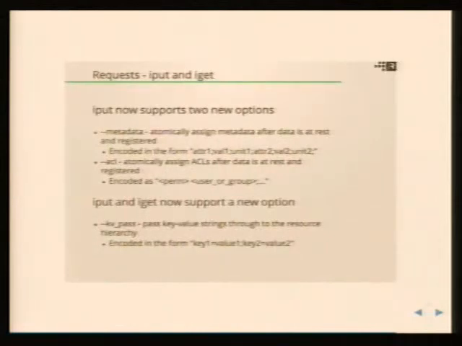And this is interesting. iput now has the ability to package metadata as well as ACLs with that API call. So if you have a script that is ingesting data, you do not have to continually check iRODS to make sure your data is at rest before you start modifying anything about that data object in the catalog. And iput and iget now have a key value pass-through. So you can define key value pairs to interact with your resource plugins.